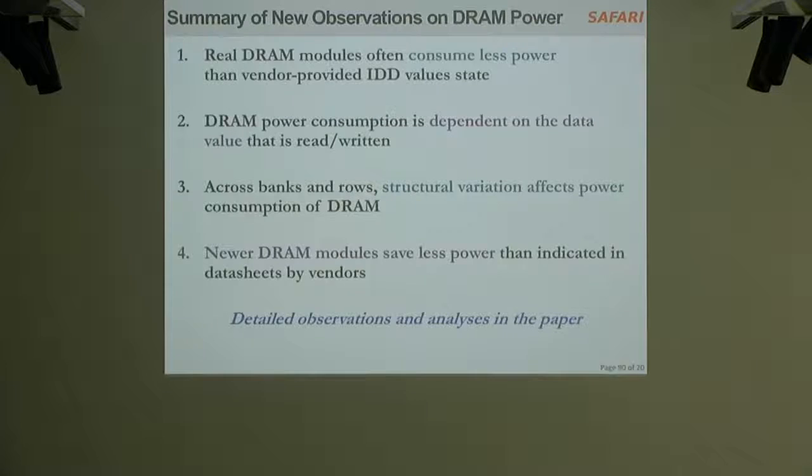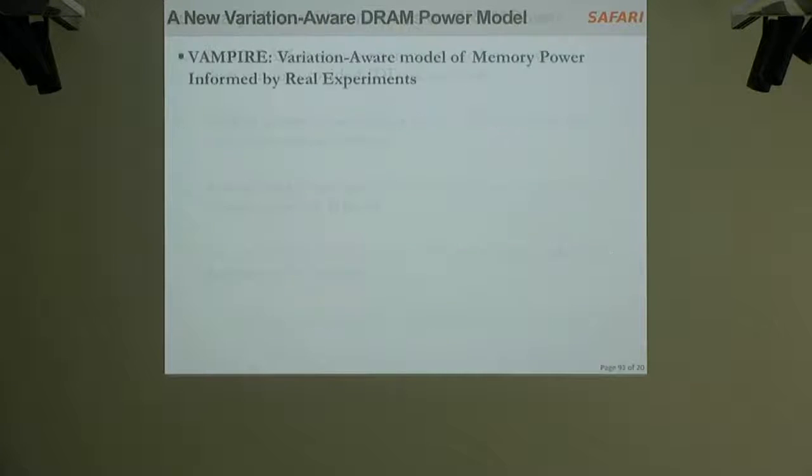Okay, so this is just a summary, and there are more observations and detailed analysis in the paper. So based on this, all of these measurements, we wanted to build a much more accurate power model for DRAM. And we built this aptly named power model called Vampire. It's a very constructed name, as you can see. Variation of a model of memory power informed by real experiments. I guess my students are very creative.